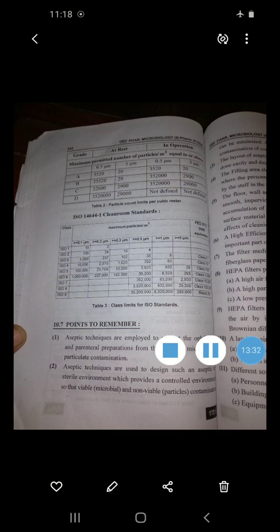Then potassium hydrogen phosphate, it is 13.6 gram, and then potassium dihydrogen phosphate 4 gram, and pH is adjusted to 7.0 plus or minus 0.2.